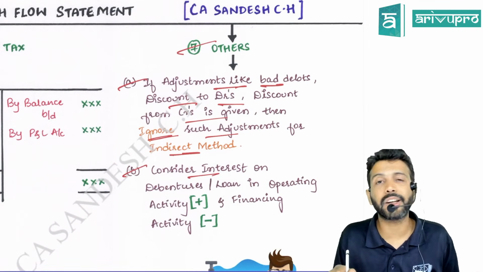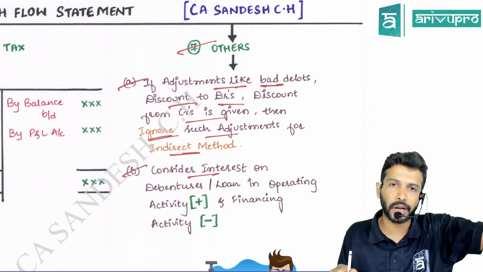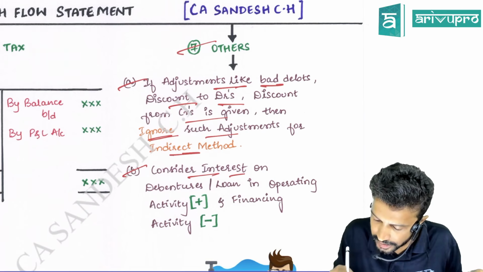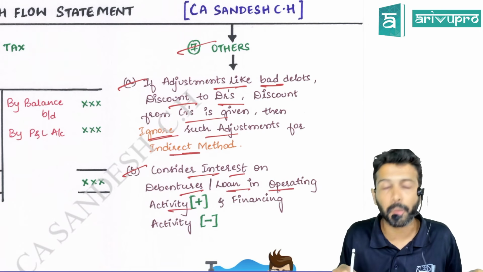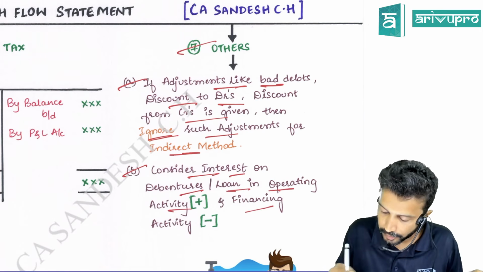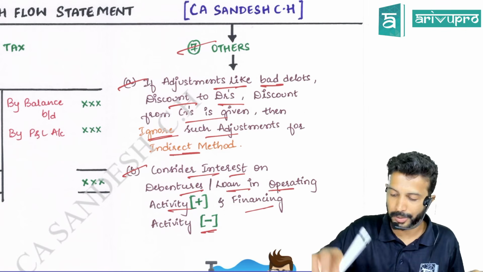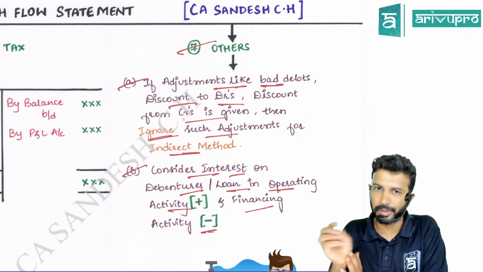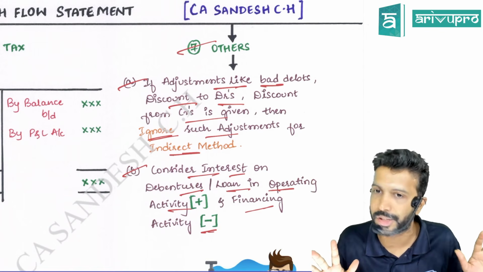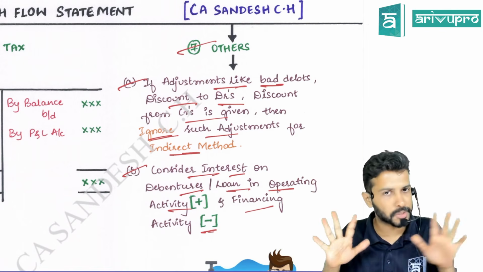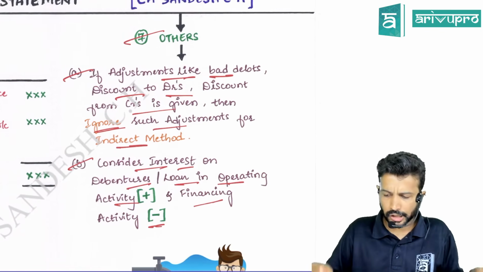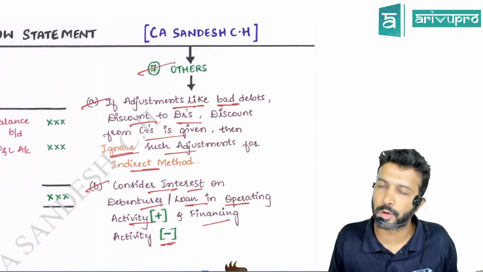And do not forget the interest component. Interest, provision for tax and all, generally people miss out. So interest on debentures, loan and all should be added back in operating activity, and subtracted in financing activity, because this will not be given specifically in the adjustment. They'll simply say 10% loan, 12% debentures, etc. So be aware of this particular adjustment. Okay. So that's all as a quick revision with respect to the cash flow statement. Thank you.